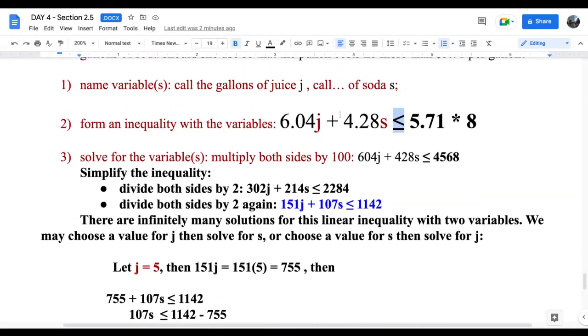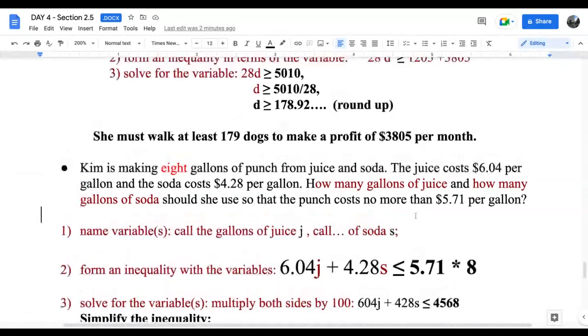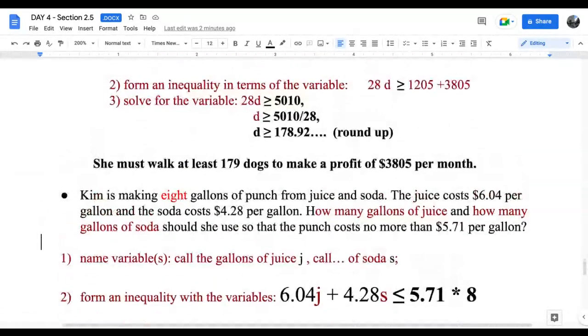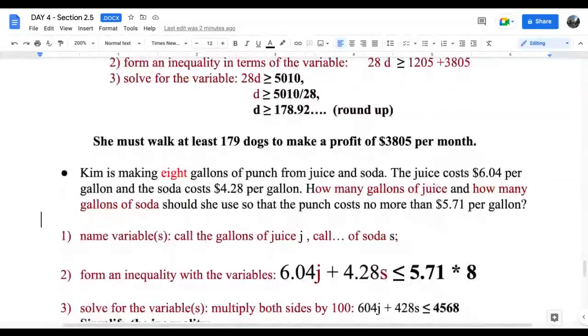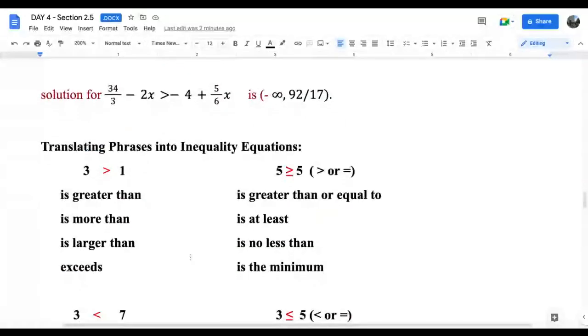So I just pick one, because it only needs one solution, right? It only asks how many gallons of juice and how many gallons of soda she could buy. I just need to find one of the solutions. There are infinitely many solutions. So that's the inequalities. And just be careful with the wording when you translate.